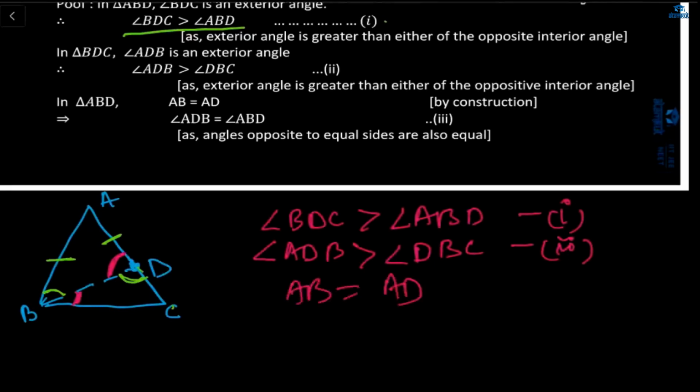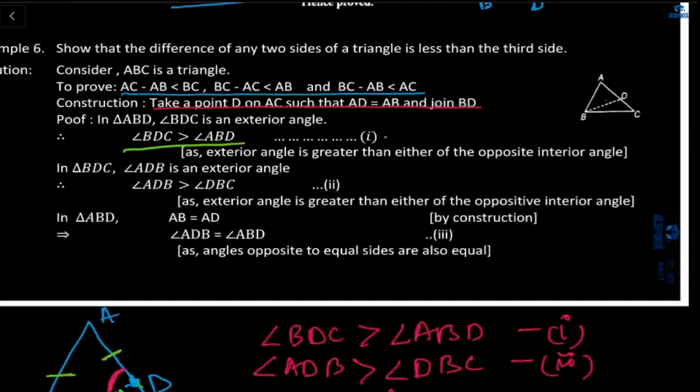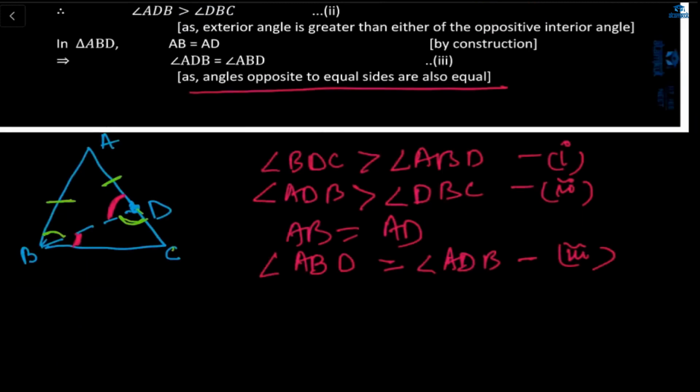Now we have seen that from construction, AB is equal to AD. That means the angles opposite to the sides will also be equal. So angle ABD will be equal to angle ADB. We take this as the third point. Understood all these three points? Any doubt? But how is angle ABD equal to angle ADB? Because through construction AB is equal to AD, and the angles opposite to equal sides are equal. See, I mentioned the theory here also: angles opposite to equal sides are also equal. Understood? Until here it is understood.